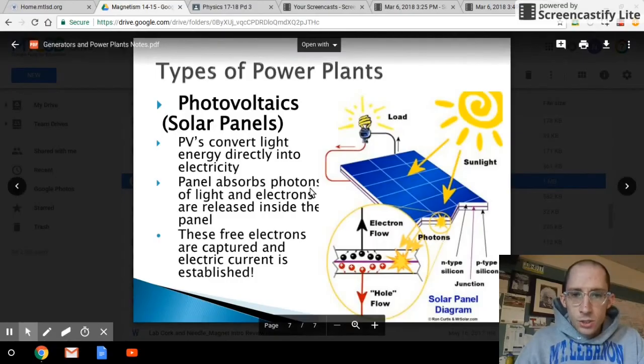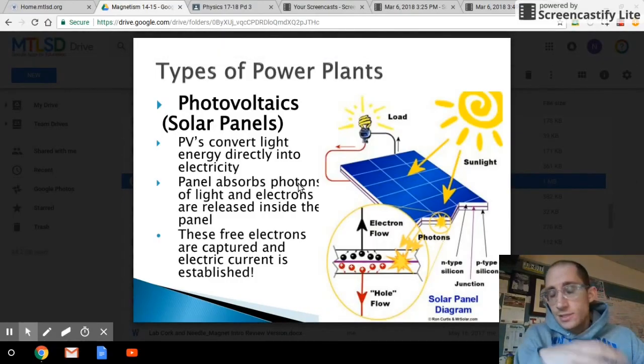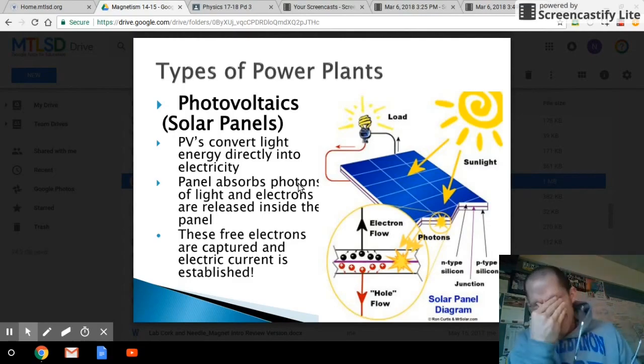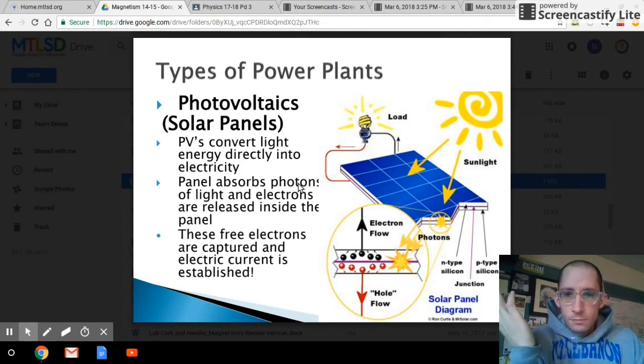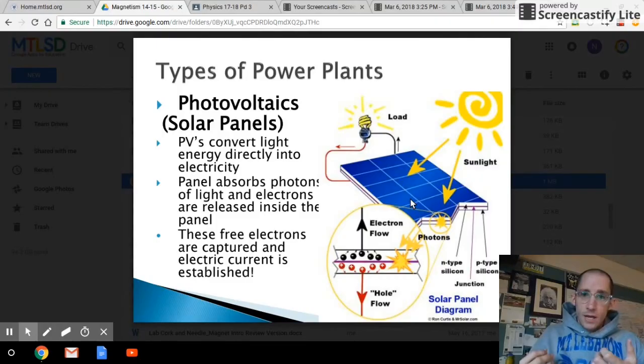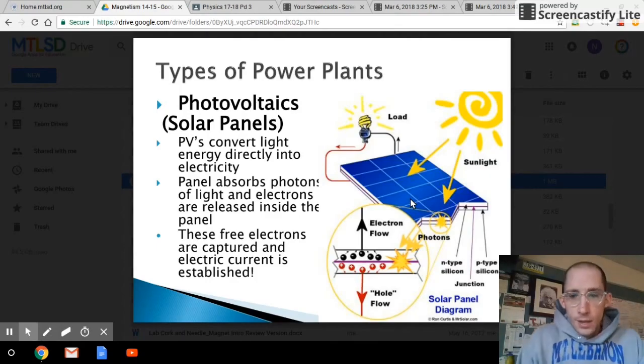Photovoltaics, solar panels. This is the one that's different from all the others. This doesn't use water in any form. In fact, it doesn't use motion like the others do. It's just a direct conversion of sunlight into flowing current. The solar panel absorbs photons of light, which are like little packets of energy, and then the electrons get excited and want to flow. Through proper construction, they're captured and channeled and allowed to flow in a controlled manner. That's it.